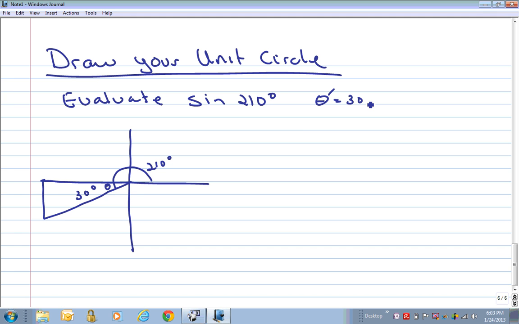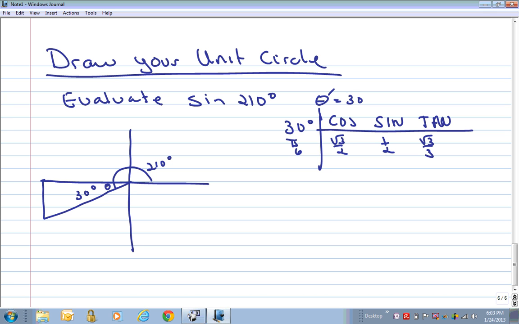So all we have to do is think of our chart at 30 degrees, which is at pi over 6. And if you remember, we have cosine, sine, and tan. And if you've already written this on the other part of your paper, take a look at it. At 30 degrees, cosine is the square root of 3 over 2, sine is 1/2, and tan is the square root of 3 over 3. Something you just have to know.